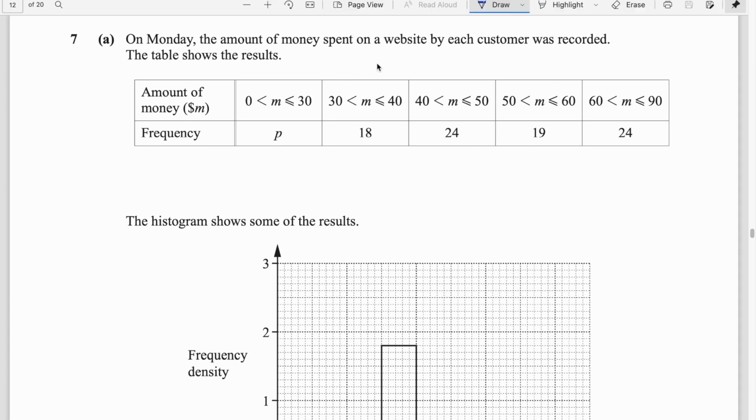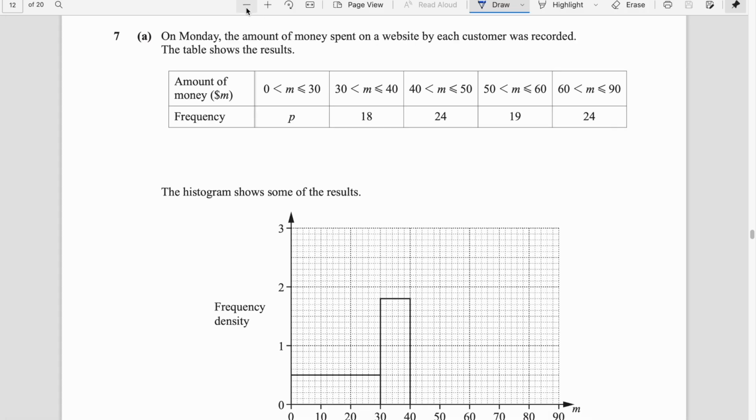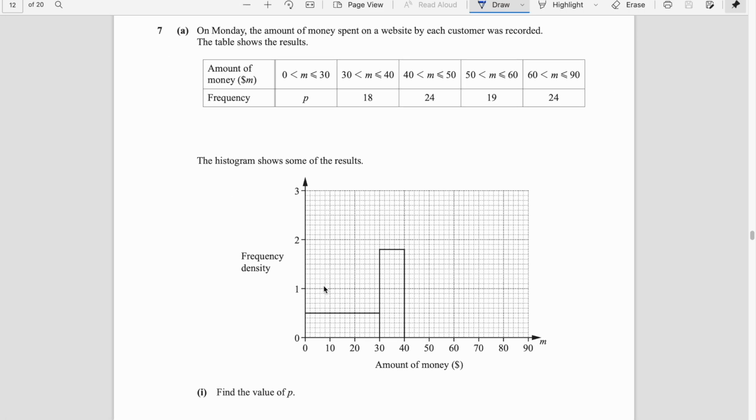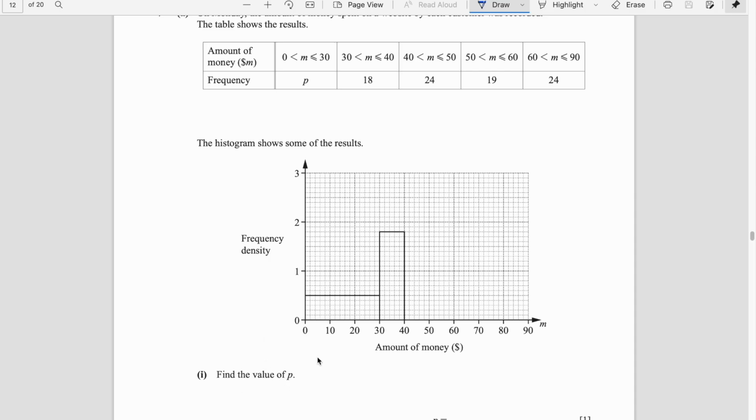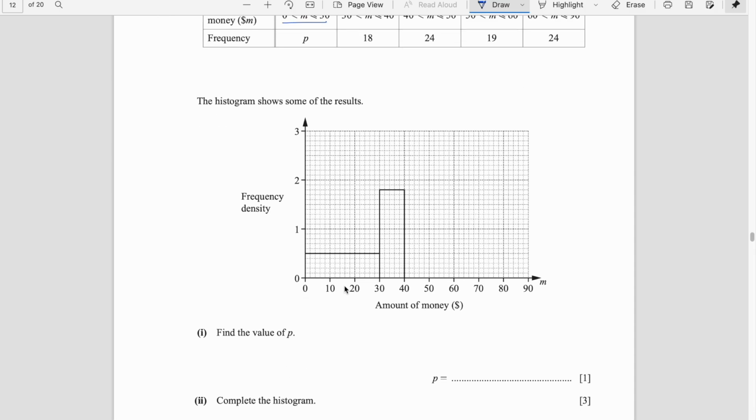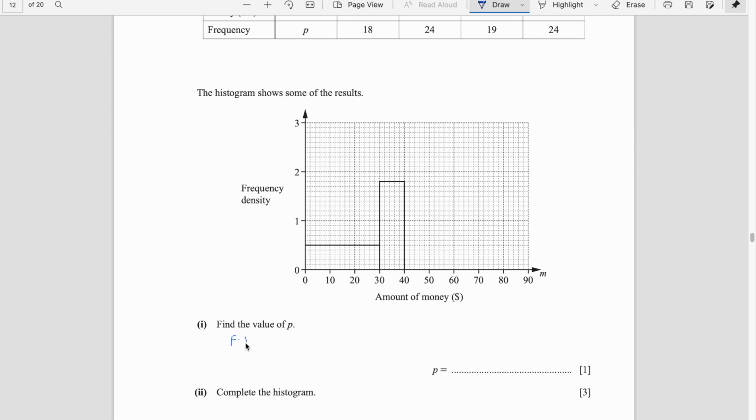The amount of money spent on a website by each customer was recorded. The table shows the results. The histogram shows some results. Okay, we are drawing frequency density. First part says find the value of P. So class width is 30 and frequency density from the graph is 0.5. So frequency density is equal to frequency divided by class width. 0.5 is equal to P by 30. 30 into 0.5 is 15.